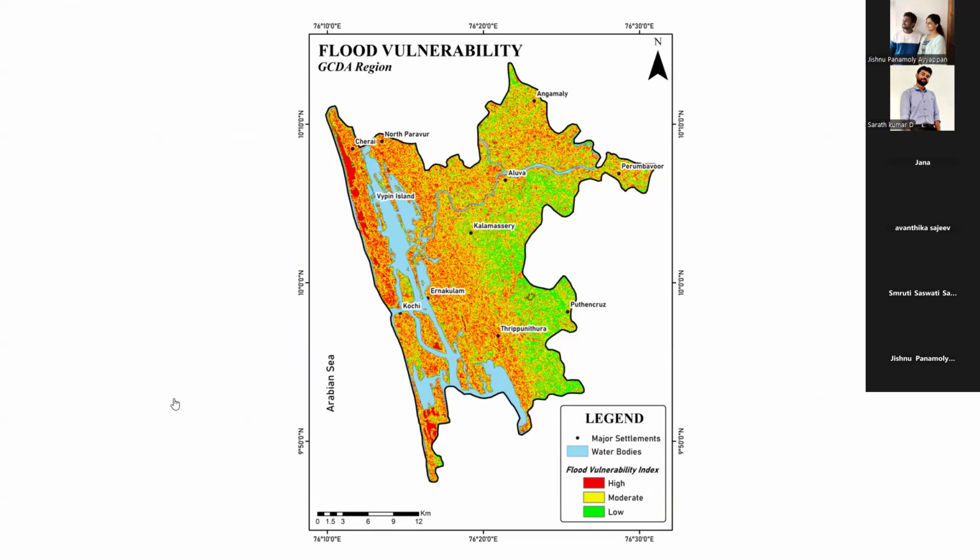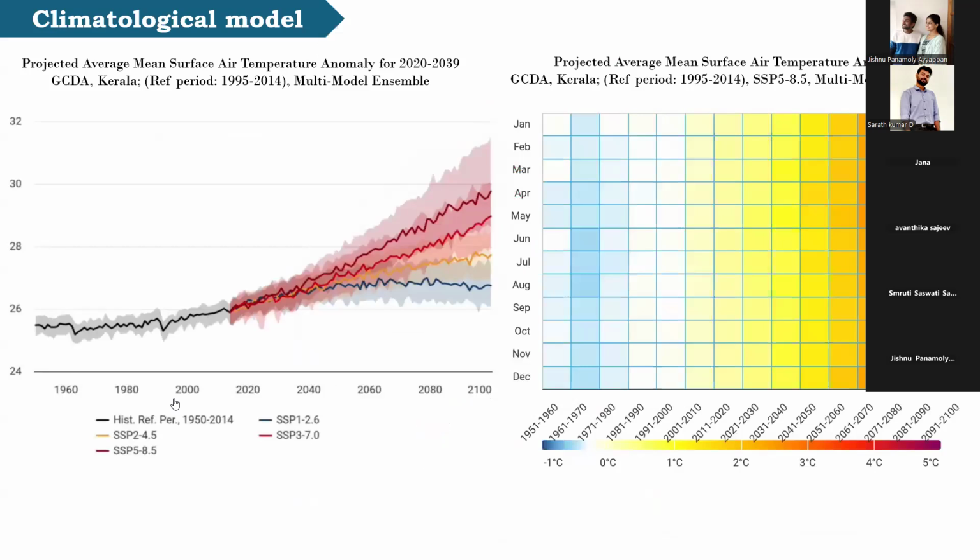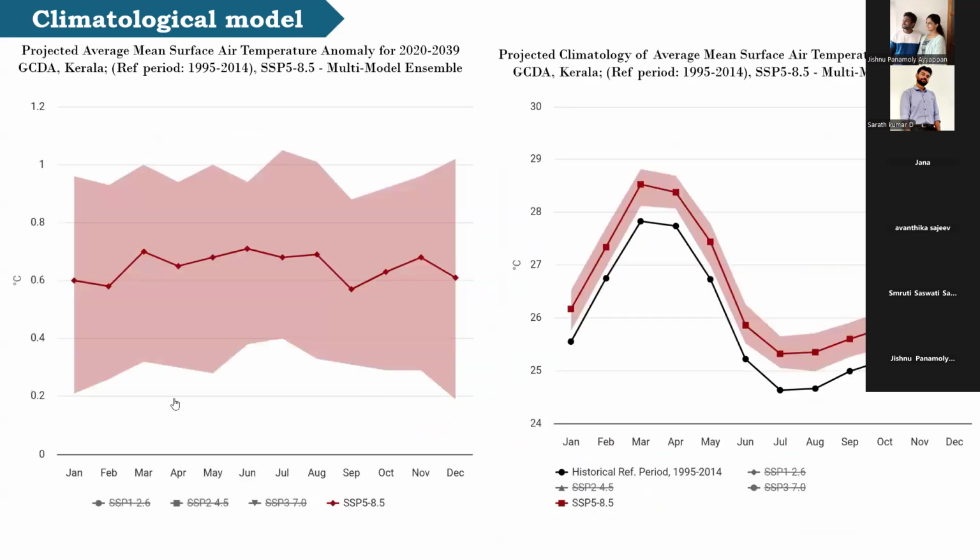So this is the climatological model where I have projected the annual average mean surface air temperature, and this is for precipitation.